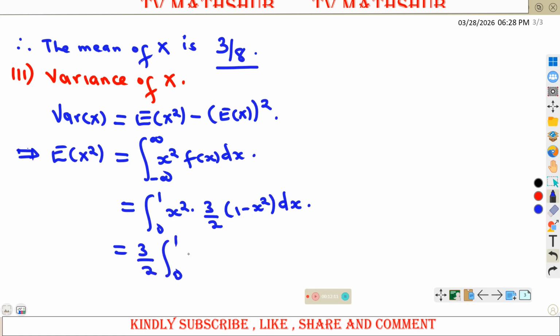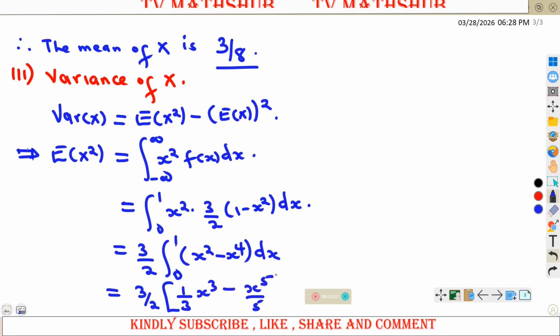I want to multiply this one here, so it gives us x squared minus x to power 4, and then dx. So this would be 3 by 2. Integrate, increase the power for this, it becomes x to power 3 divided by 3, minus this is x to power 5 divided by 5. Then the whole of this we subtract when we put the lower limit, which is 0, and we shall basically be having that.